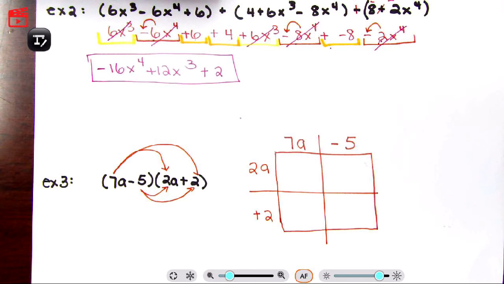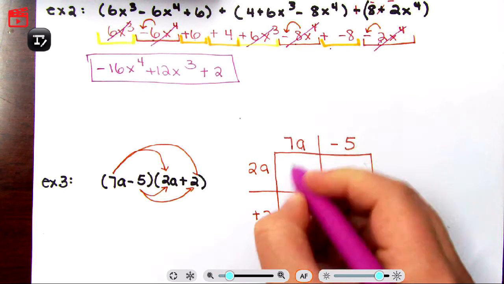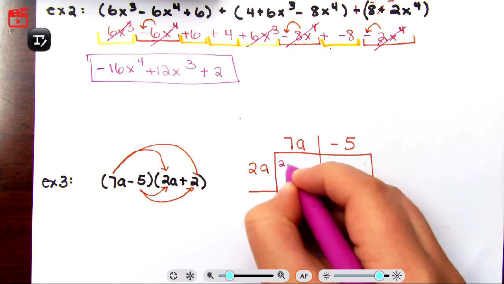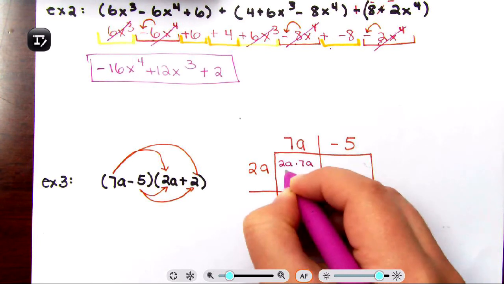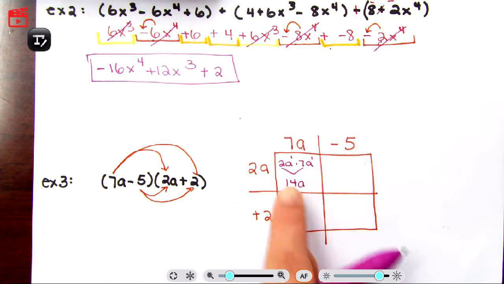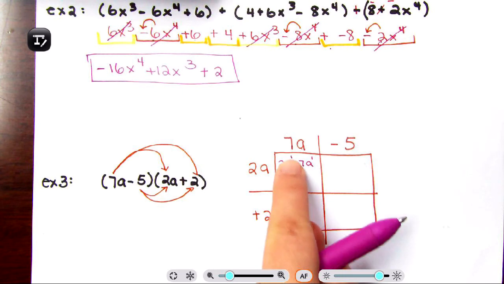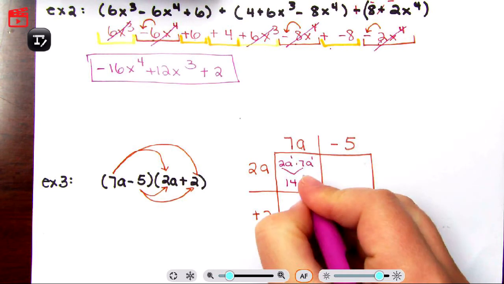Then you're going to break it into little individual boxes, and you're going to multiply just like you would in a multiplication table. So 2a times 7a, we're going to multiply the numbers. So that means I have 14a. Whenever you multiply variables like this, you have to add the exponents. The exponent of a is 1. The exponent of a is 1, so we have a squared.